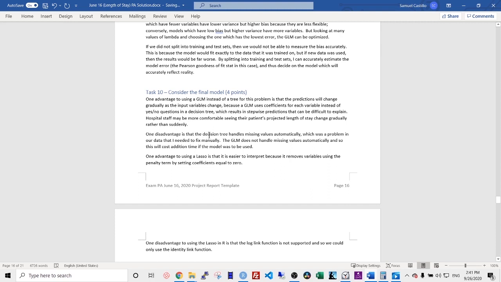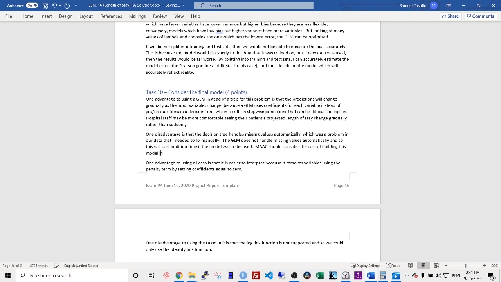One disadvantage is that the decision tree handles missing values automatically, which was a problem in our data that I needed to fix manually. The GLM does not handle missing values automatically, and so this will cost additional time if this model was to be used. So Mac should consider the cost of building this model in production when making this decision. And you could say the cost of hiring an actuary's time in building this model.